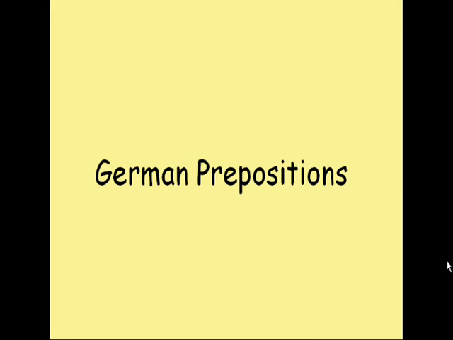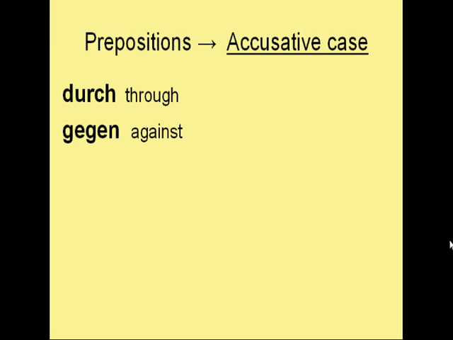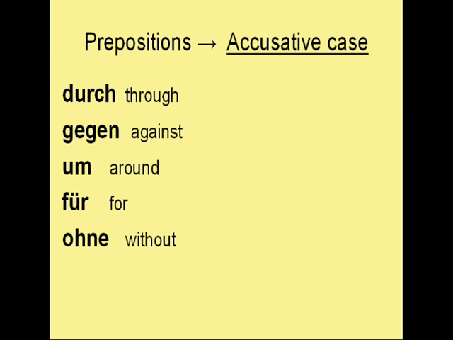I'm a German native speaker, and in this lesson you will get to know the German prepositions and which case follows after them. The prepositions that are followed by the accusative case are durch, through, gegen, against, um, around, für, for, ohne, without.